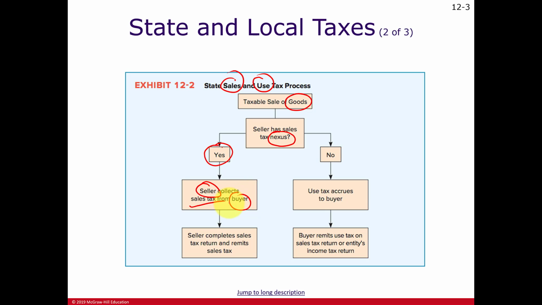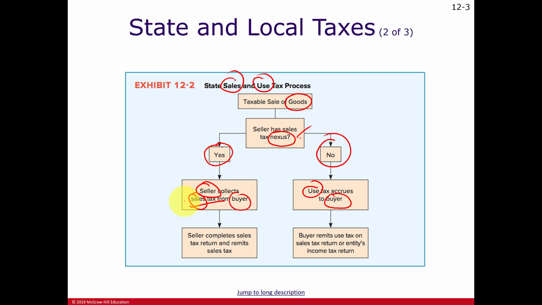Now, if the business doesn't have nexus, so here we answer no, then there is still a tax, but the business is not going to collect the tax. It's up to the buyer in that state to pay their own, they call it now use tax, which is comparable to the sales tax over here, and then pay it over to their state government.